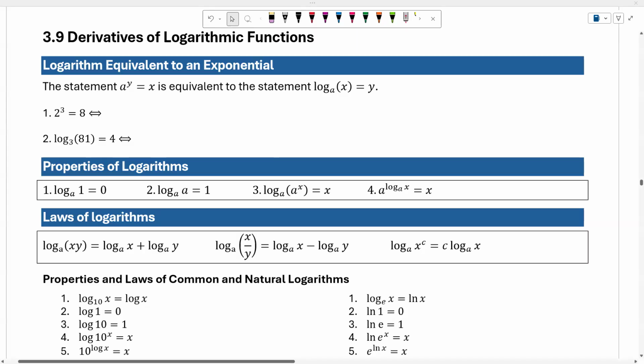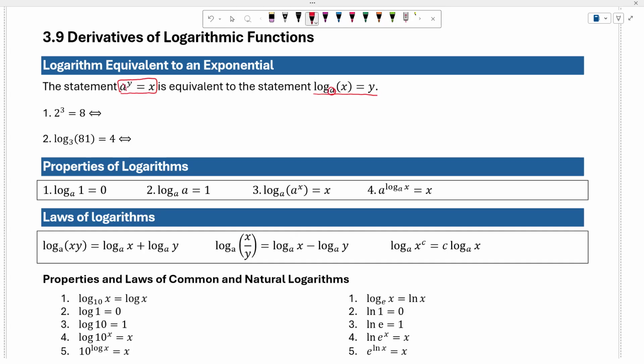It means that if we have an exponential equation like a to the y equal to x, we could rewrite this into the log form, which is log base a of x equal to y. The a is the base of the power that we have, and y will be the exponent. x is actually the result of a to the y, so we will have log base a of x equal to the exponent that we have.